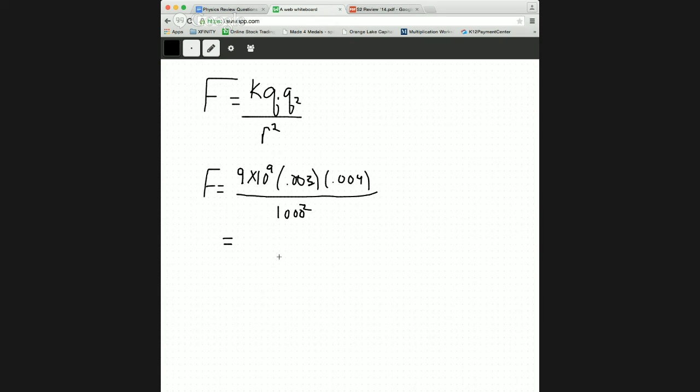So 9e9, 0.003, 0.004. This is going to be really small. So 1.108 newtons. For number 10, you're just plugging in F instead and solving for R.